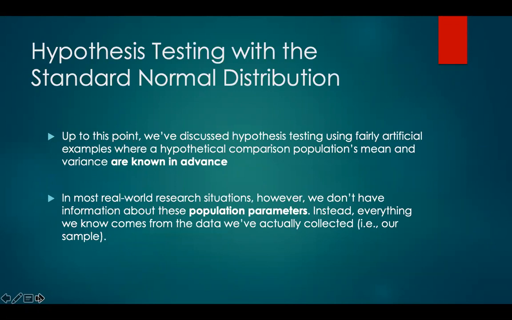Now, up to this point, we've discussed hypothesis testing using fairly artificial examples where a hypothetical comparison population's mean and variance are known in advance. But in most real-world situations, we don't have this information about population parameters available to us. Instead, everything we know comes from the data we've actually collected. In other words, our sample.